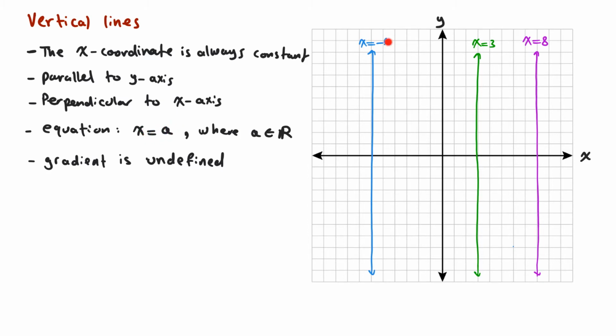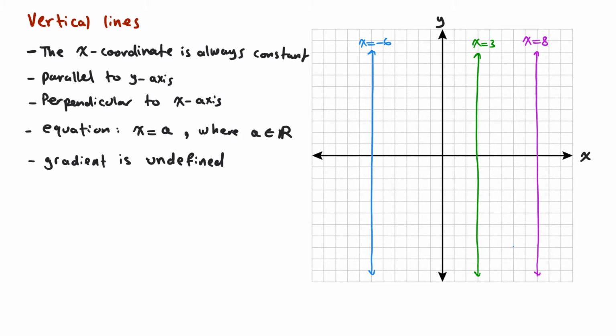So in this case, x is equal to negative 6, x is equal to 3, x is equal to 8. And it could also be x is equal to negative 6.2 or negative 6.47 or x is equal to pi. So it could be any real numbers. It doesn't actually have to be integers. We can also notice that their gradient is always undefined.